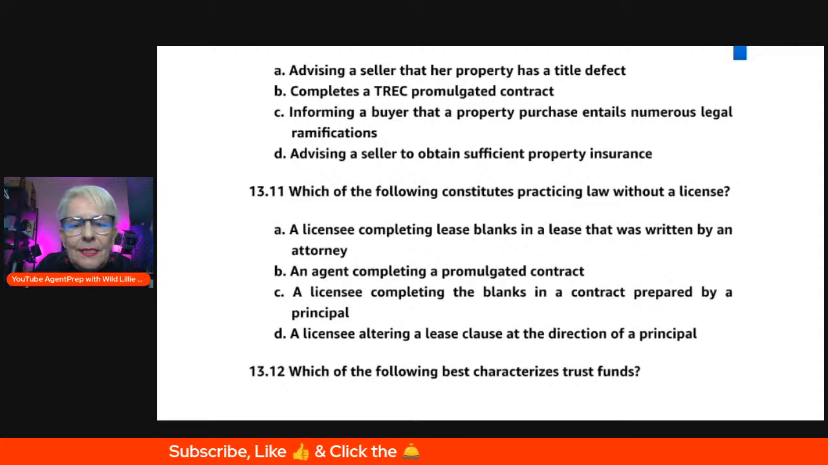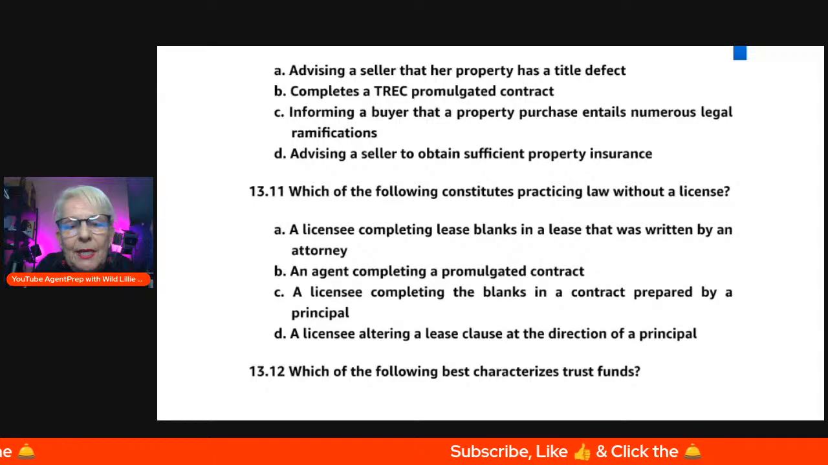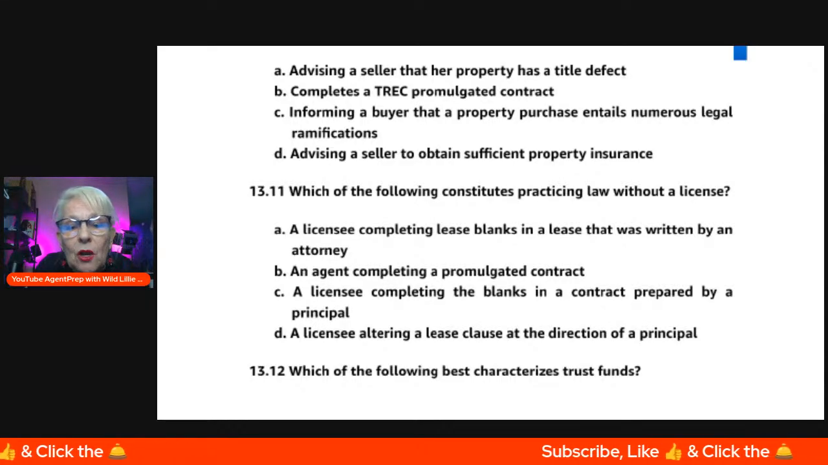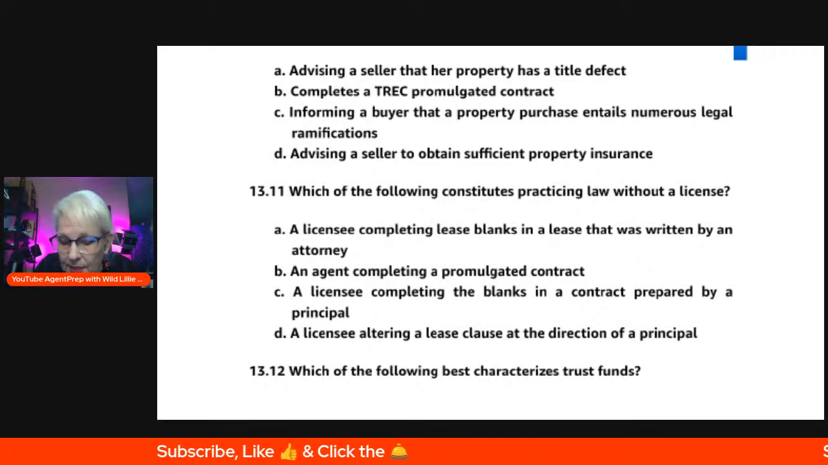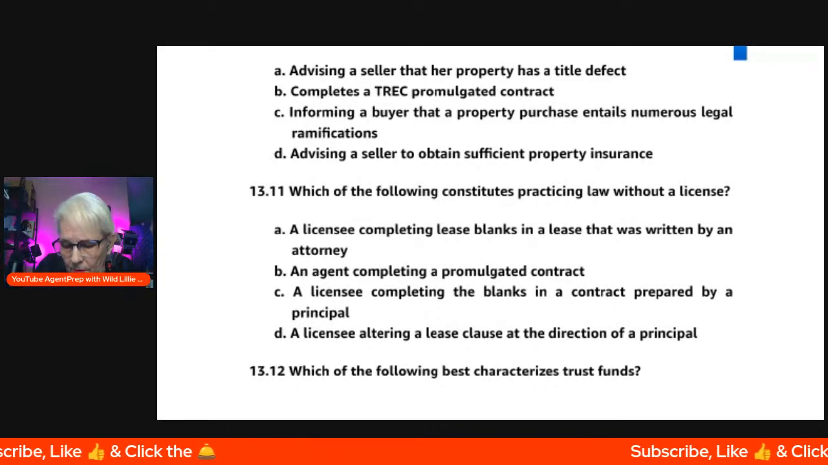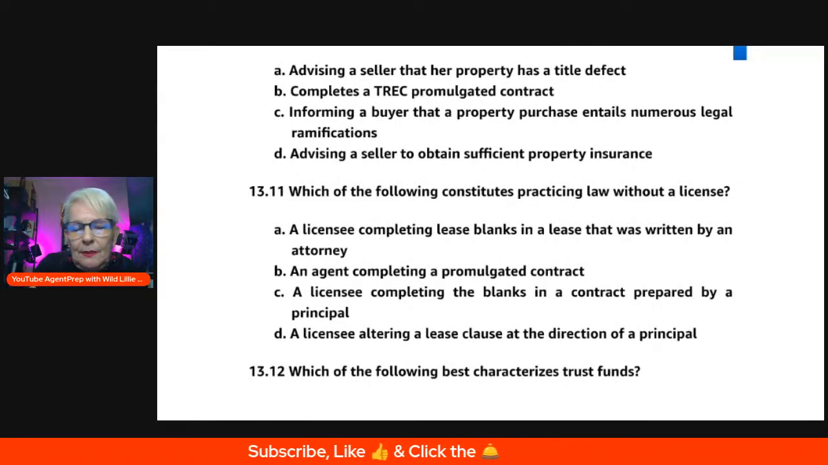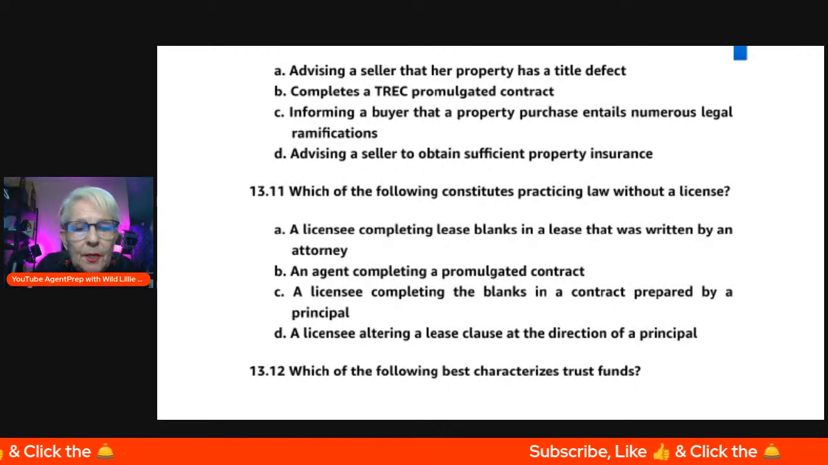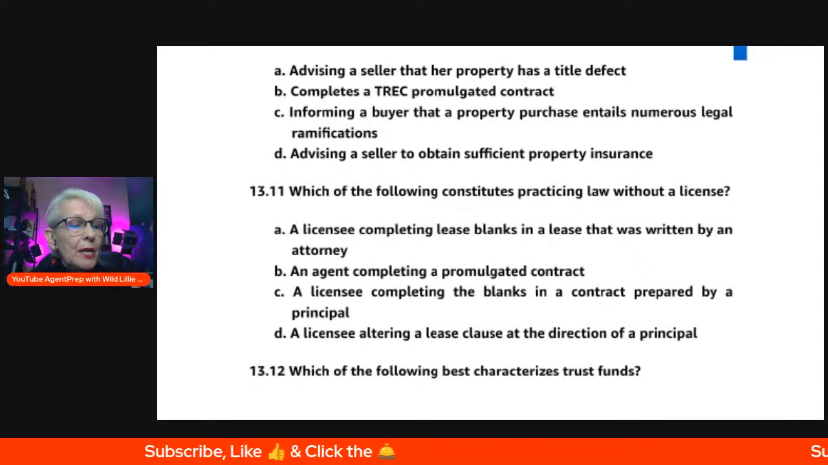A, a licensee completing lease blanks in a lease that was written by an attorney. B, an agent completing a promulgated contract. C, a licensee completing the blanks in a contract prepared by a principal. Or D, a licensee altering a lease clause at the direction of a principal. What do you think the correct answer is here? Remember, we are not attorneys. Oops, I was going to almost give you the answer. So the answer is D, a licensee altering a lease clause at the direction of a principal.